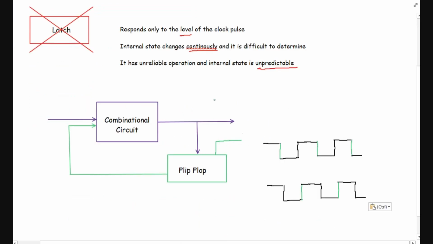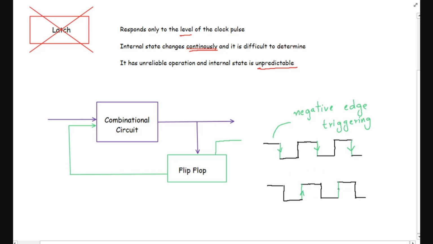Now let's consider a flip-flop as a storage device. As we know, a flip-flop responds only to the signal change of the control input. So for example, in this case the signal changes from positive to negative. Similarly, at this edge we have a signal change from positive to negative, and similarly in this case. This flip-flop is called a negative edge triggering flip-flop, because in this case the signal is going from positive to negative.